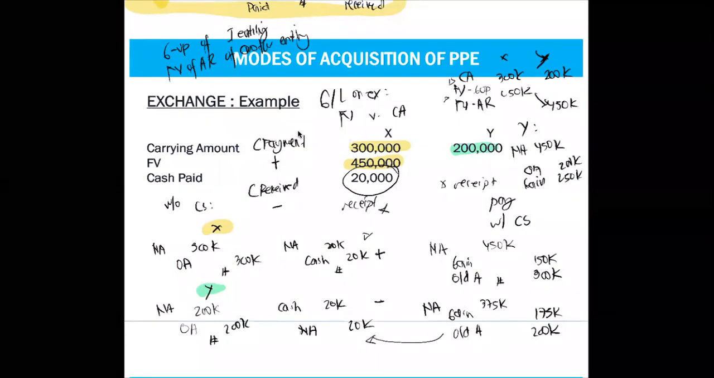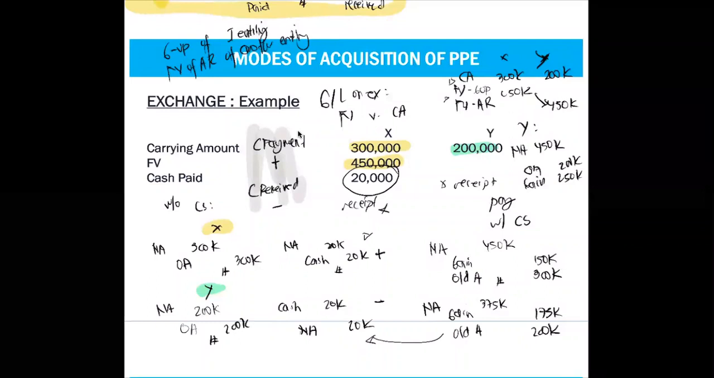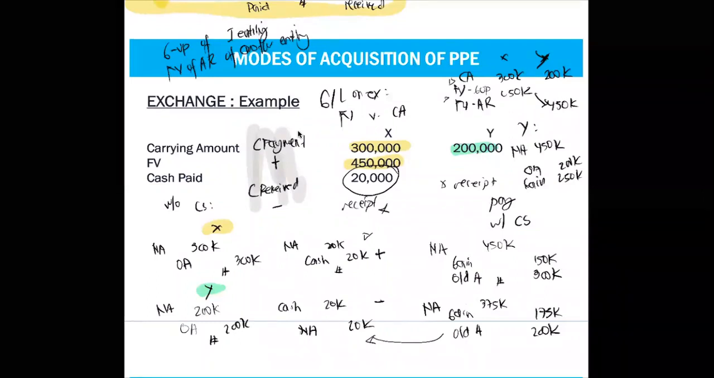Okay? Normal questions here. What is the amount of the new asset acquired through an exchange? And what is the amount of your gain or loss? So remember the treatment of your cash payments and your cash receipts. Okay?